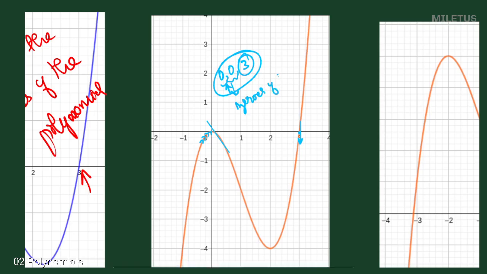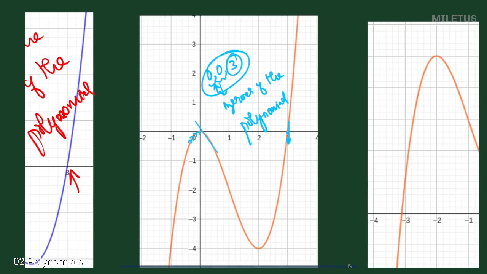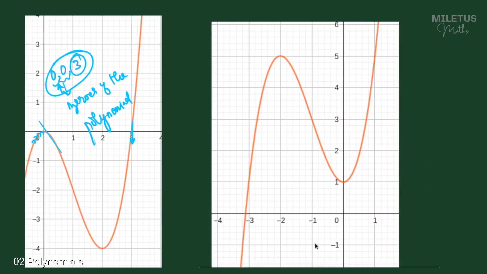Now what about the last example I have here? You can see very clearly that on the x-axis there is only one place where it gets cut, and in the other places it does not even touch the x-axis. That means here there is only 1 zero of the polynomial.